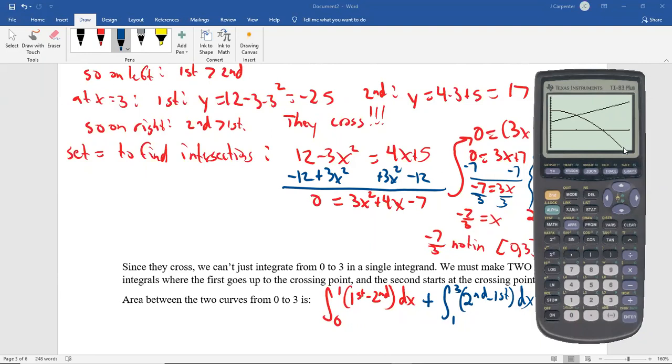And I still don't quite have enough below on this curve, so let's make the y minimum negative 20. And that should do the trick. All right, so the area we're finding is this region right here, and then this region right here.